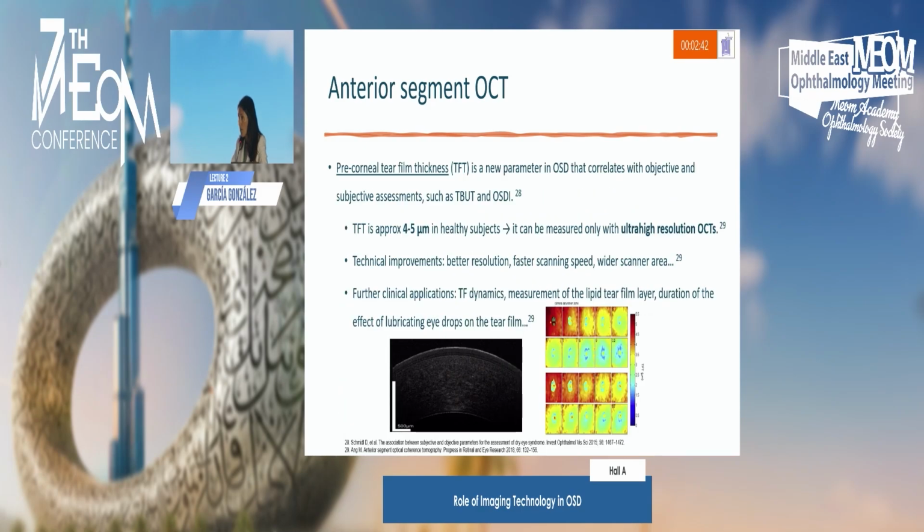We can also measure the precorneal tear film thickness, but only with ultra-high resolution OCTs. But with technical improvements, maybe in the future, the anterior segment OCT will provide the tear film dynamics or the measurement of the lipid layer.